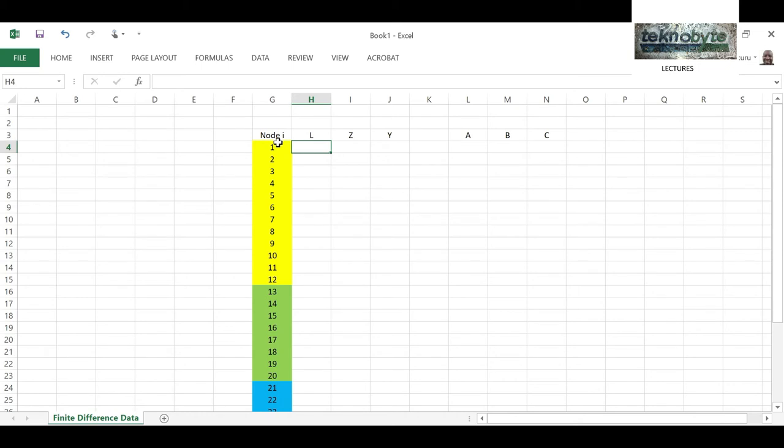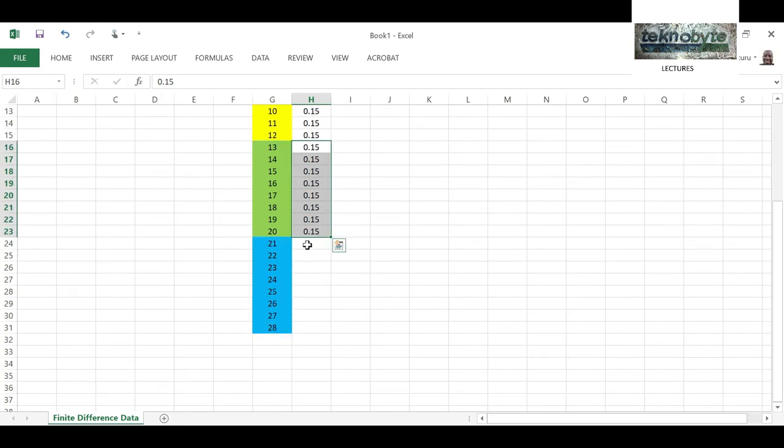So we said that the first part is 1.8 meters long and divided into 12 parts. So each subsection will be 0.15 meters. They are all equal. Now the next section was 1.2 meters long. So this again was 0.15 meters for each section. The third part of the line was 1.6 meters long and we have divided it into 8 equal sections, so each section will be 0.2 meters long.